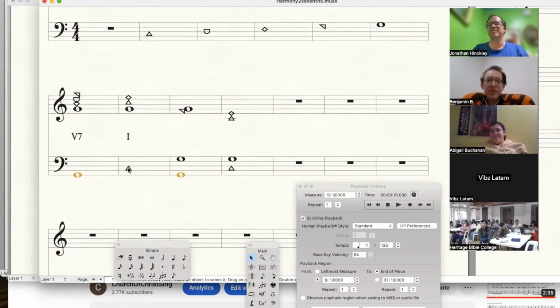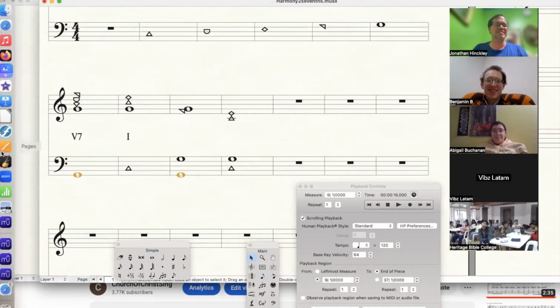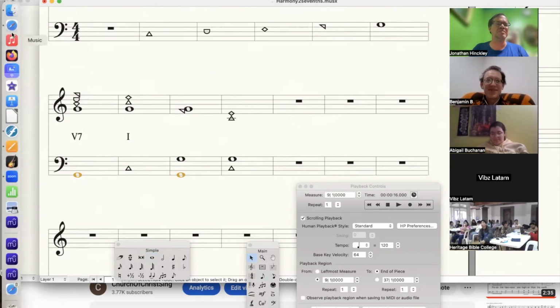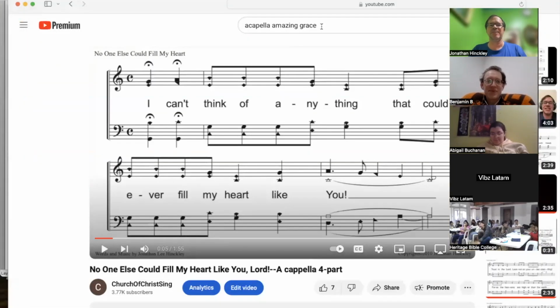That was a lot, but this is it. This is everything. Once you get this, you get pretty much the rest fast. This is the most important. So let's do some songs. Back to Amazing Grace.